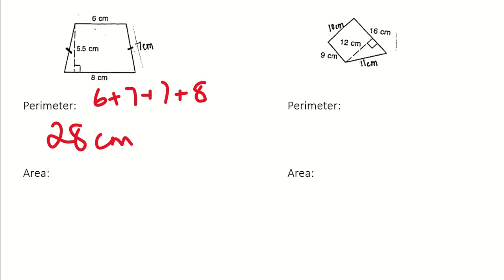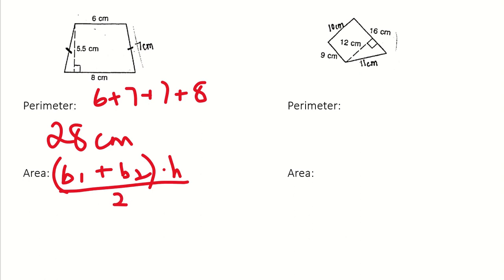Area formula is, remember, base 1 plus base 2 times the height divided by 2. As you notice, guys, I always write that basic formula so that it's easy for me to plug numbers in. Okay, so what is base 1 and what's base 2? Remember, it's these two numbers that are the parallel lines across from each other. So that would be 8 plus 6 in parentheses times the height.